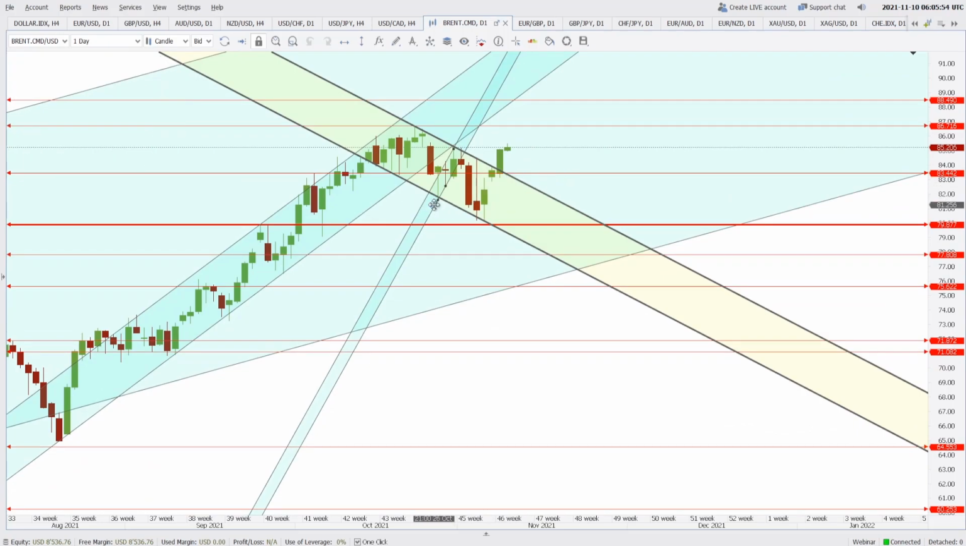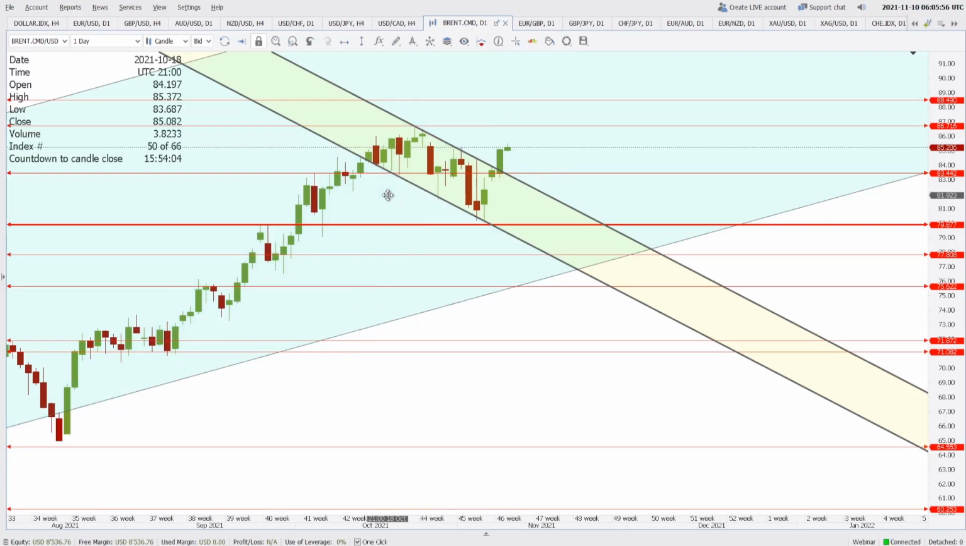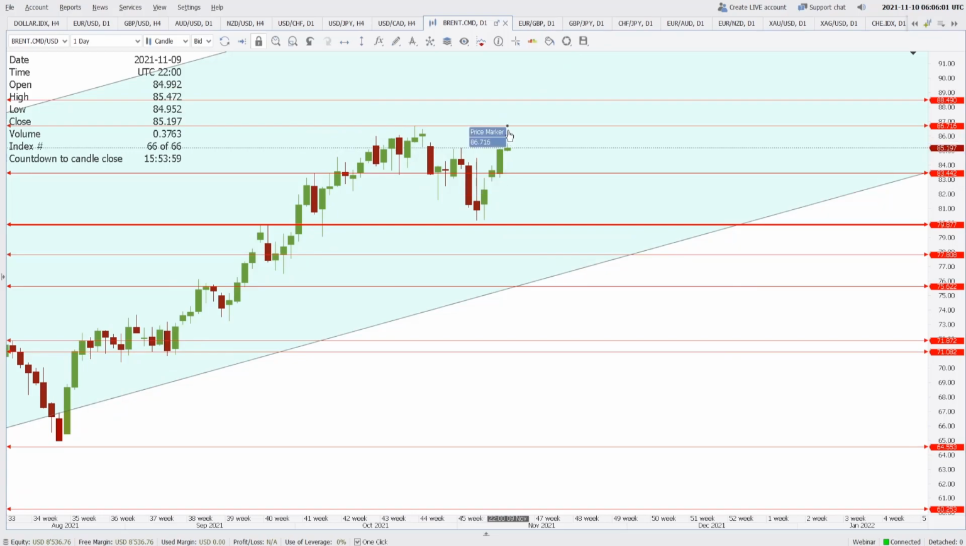So we are observing Brent for a long time. These channels are of no value now. So yes, on the higher side we have 86.71 as the resistance and 83.44 as the support for Brent.